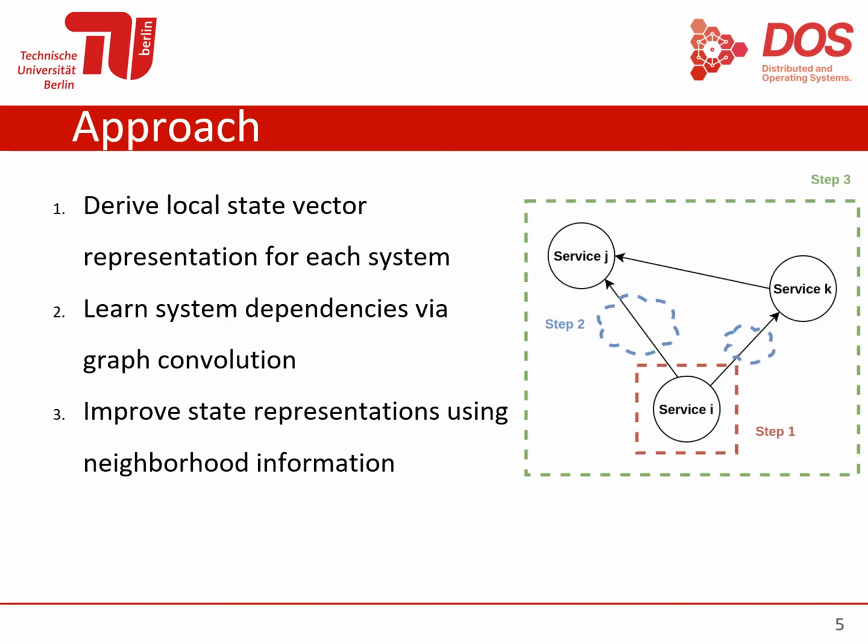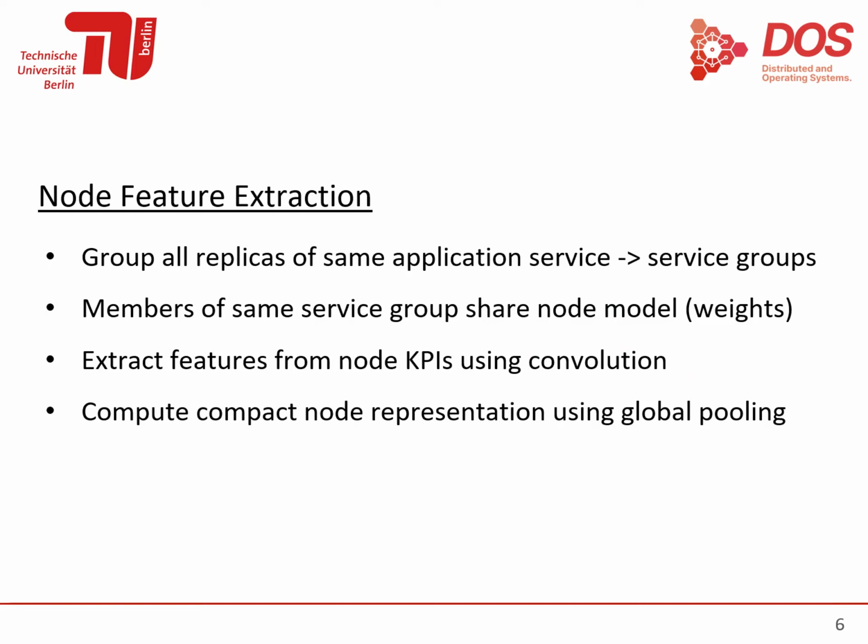We follow a three-step approach, which is also illustrated on the right-hand side. The first step, for each system, we want to compute a vector representation of its local state. Second, we want to learn the dependencies between systems via graph convolution. And third, we want to improve the previously computed state representations using the neighborhood information. Let's have a closer look at the first step, which we call node feature extraction.